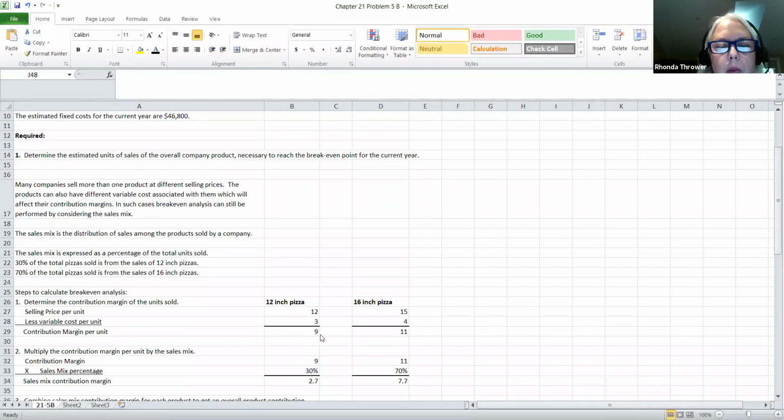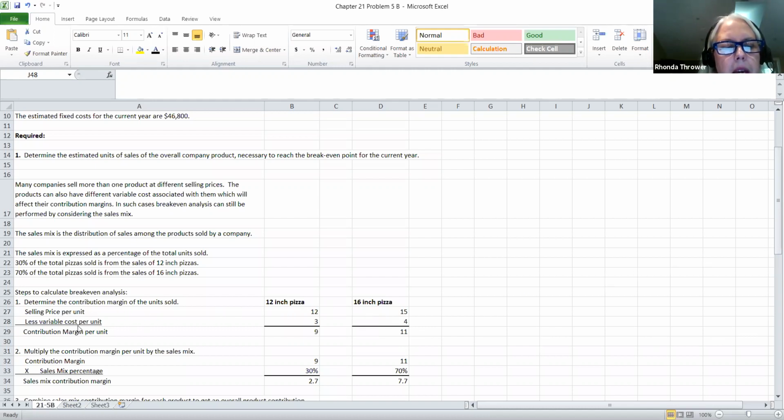So the sales of one pizza would contribute $9 toward the total overall break even, this is the amount that would contribute to the income from operations for the company. For your 16-inch pizzas, we have a selling price of $15, which was given, minus the variable cost per unit for the 16-inch pizza, which is $4 per unit. And then the difference between those is the contribution margin per unit. Contribution margin is the amount that we have left to cover our fixed cost.